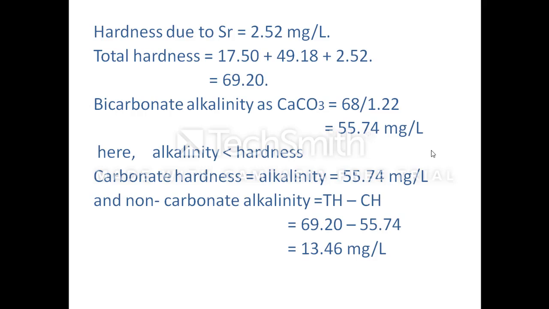Here the alkalinity is less than hardness, as alkalinity is 55.74 and hardness is 69.20. So the carbonate hardness would be equal to alkalinity. That's equal to 55.74, and the non-carbonate hardness would be equal to total hardness minus carbonate hardness. That is equal to 69.20 minus 55.74. That's equal to 13.46 mg per liter.